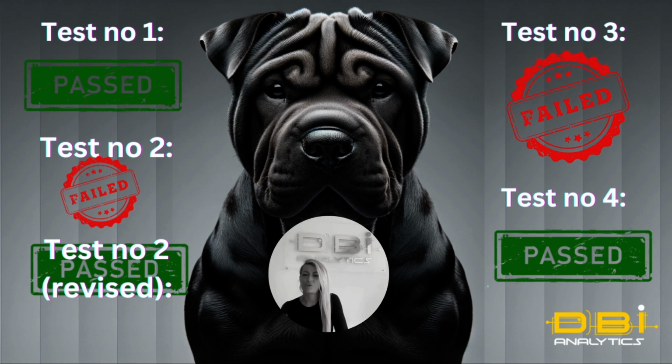My objective was to carry out 4 tests, but unfortunately test number 2 failed, so I had to do a small revision. So at the end I ran 5 tests of how accurate AI is, and the results are that in only 3 out of 5 cases AI correctly identified all the objects in the images. Now stay tuned till the end because test number 4 is definitely worth watching.